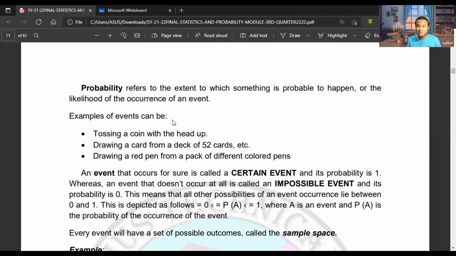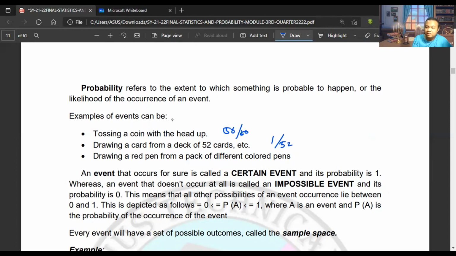Another example is drawing a card from a deck of 52 cards. So for the coin, what is the chance that the coin lands heads? It is only 50%. Let me erase this. So 50-50: 50% chance of heads, 50% chance of tails. Drawing a card from a deck of 52 cards, we have a 1 in 52 chance.